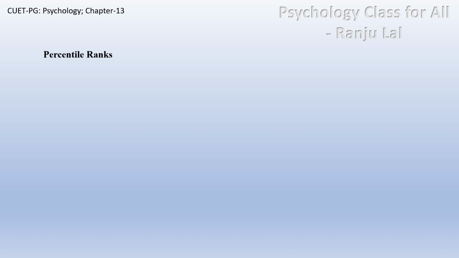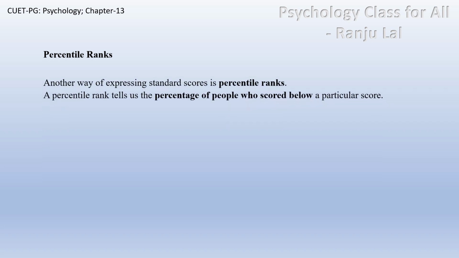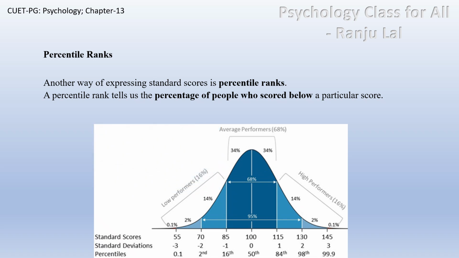Now, percentile ranks. Another way of expressing standard scores is percentile rank. A percentile rank tells us the percentage of people who scored below a particular score. For example, if you are at the 84th percentile, as we can see in this image, you have scored higher than 84% of others in that group.